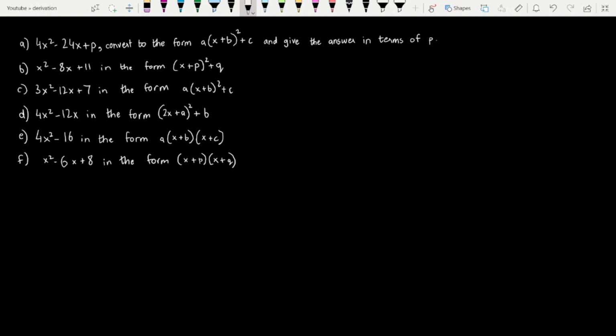So we need to convert this to the form this, right? And we know this as the vertex form. And we need to give the answer in terms of that p that we initially had in our quadratic equation that they've given us. Most students just look at this p and they freak out, and then they look at "in terms of p," what does that mean, and they just start to freak out.